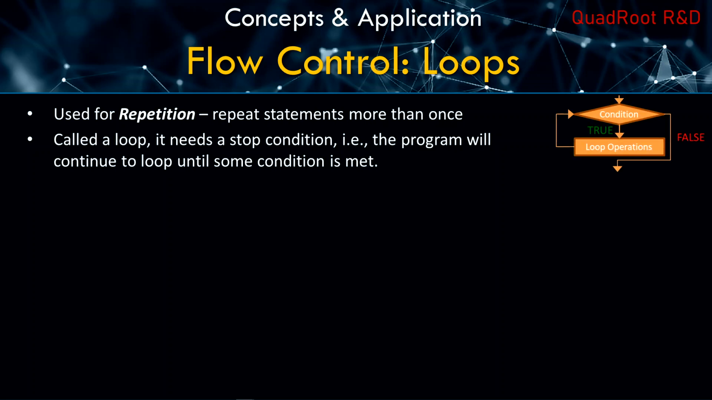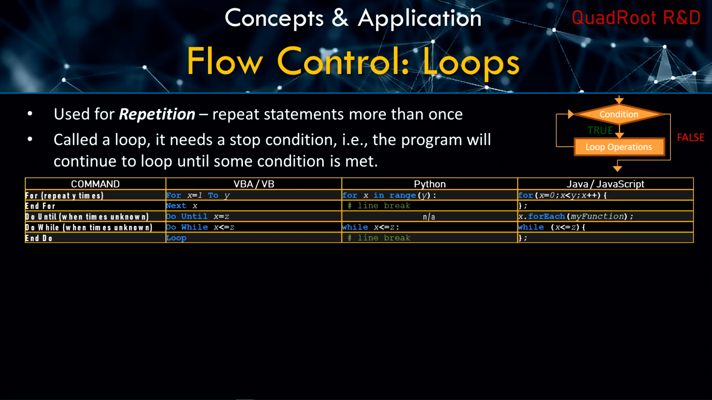And this is the algorithm for a loop. So it checks for a condition. If it's true, it does the operation, the loop operations, and then it returns back to check the condition. If it's still true, it continues doing the loop operations until it is not met, and then it exits out of the loop and then continues on.